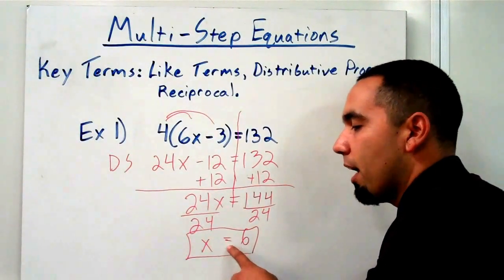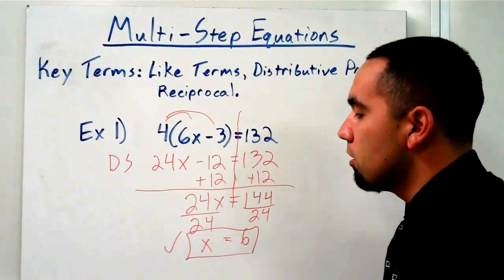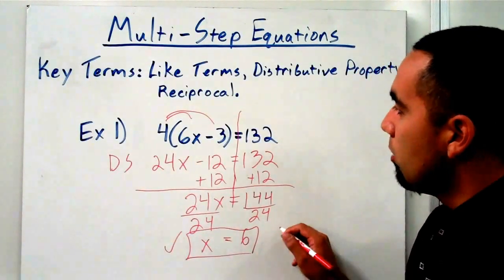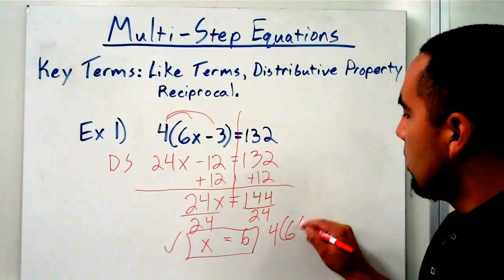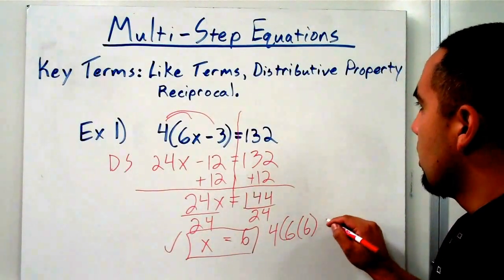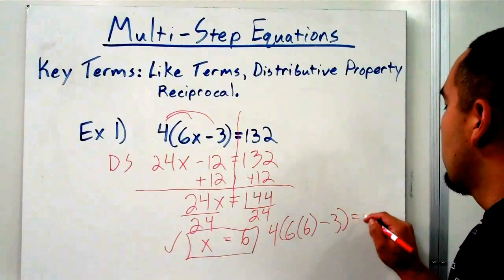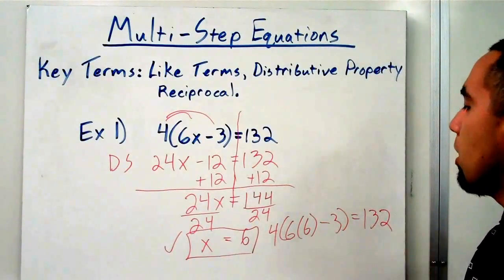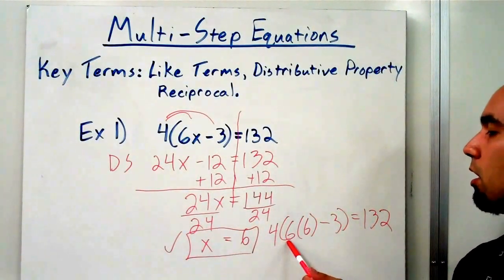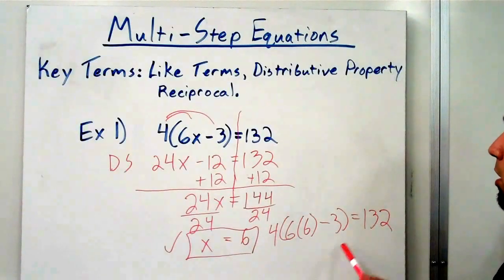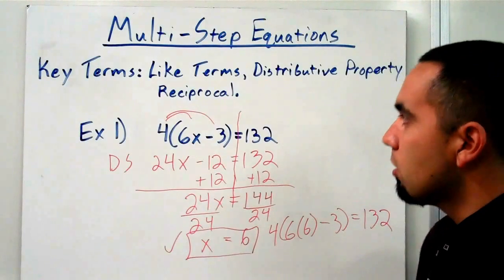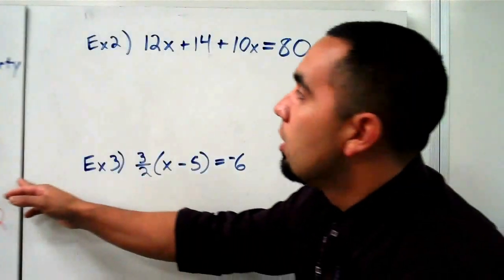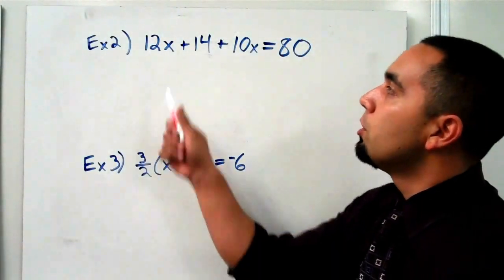But again, I'm going to ask that you check your work, okay? And again, checking the work means plugging it back in. So I would plug it back into my original equation. So I would write 4 times 6 minus 3 equals 132. Plug that in, see if you get a correct answer, okay? Keep the video moving though. We're going to just move on to example 2.